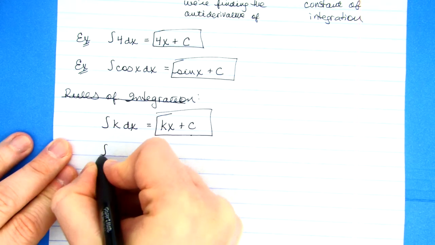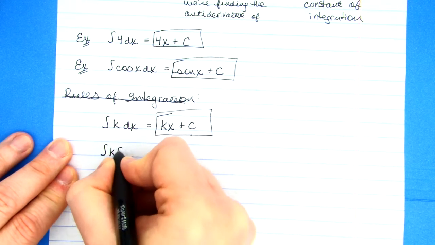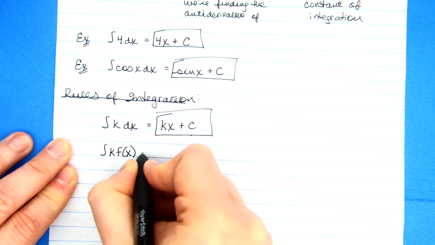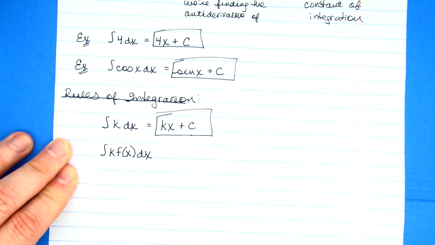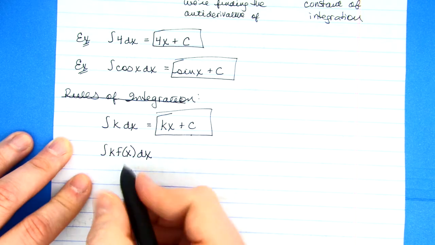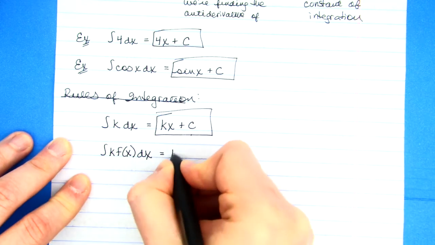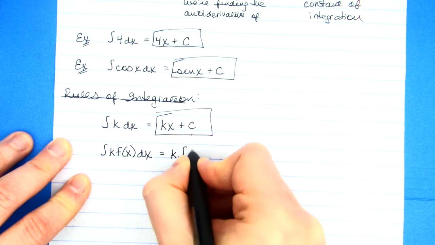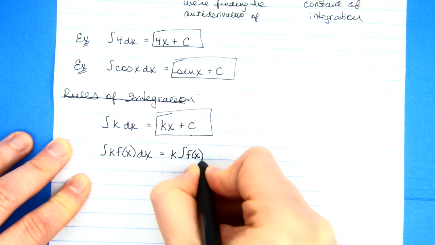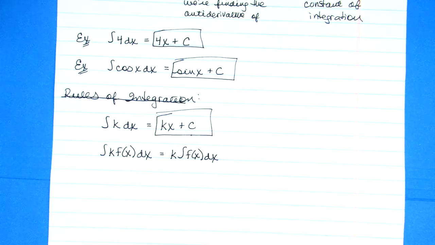Next rule, we have a constant multiplier rule that says if I want to do the integral of some constant k times some function f of x, I can move that k out front and make this k times the integral of f of x dx. This is our constant multiplier rule.